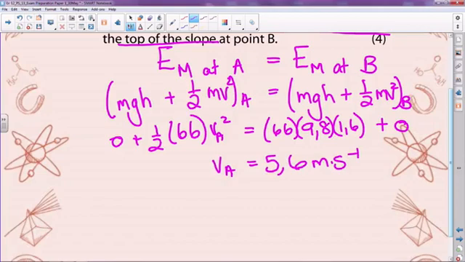Now, if you got an answer here less than 5, you've definitely made a mistake, because wasn't the point of him throwing the parcel to make him go faster? And he wanted to go faster so he could get up the hill. It needs to be bigger than 5, okay?